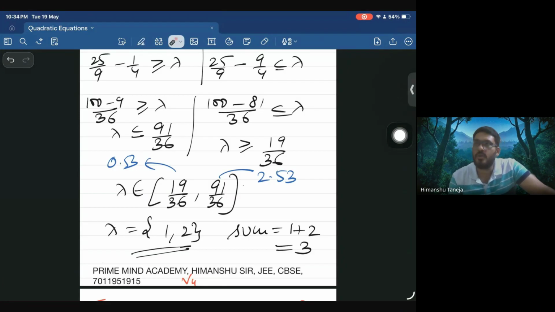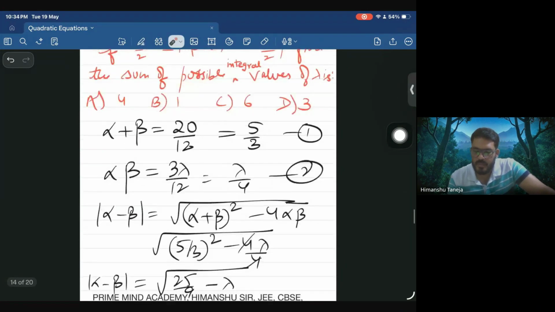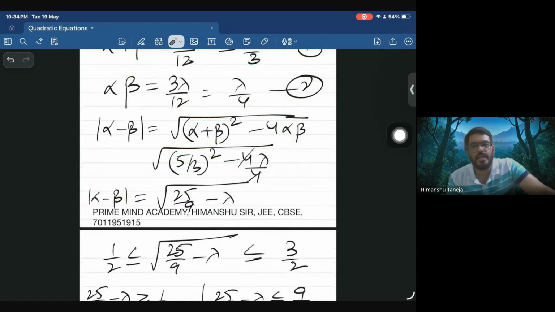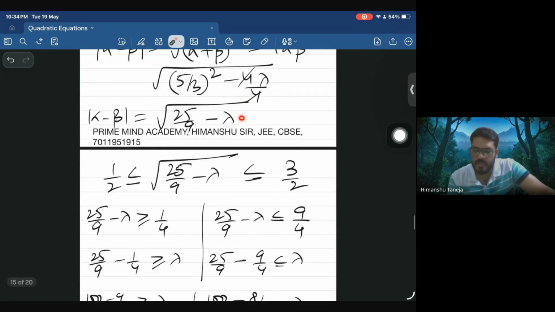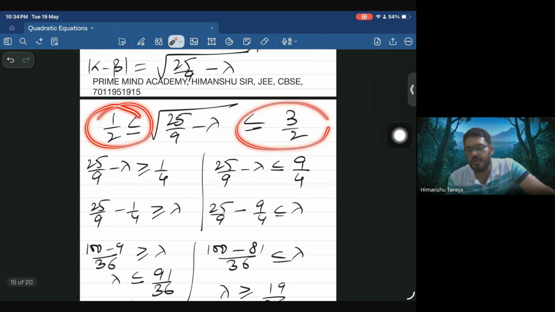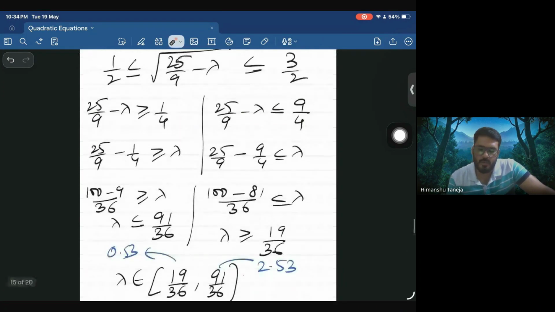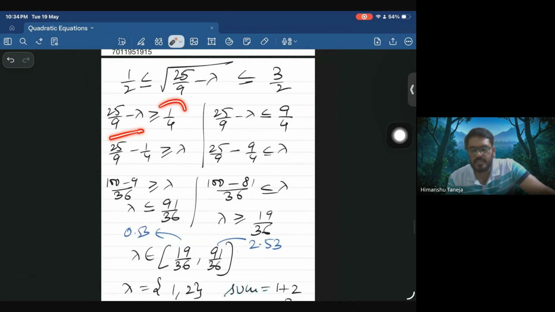So making a quick recall of this situation, alpha plus beta is 5 by 3, alpha beta is lambda by 4, and mod alpha minus beta is under root of (alpha plus beta) whole square minus 4 alpha beta. As per the question, the value lies between 1 by 2 and 3 by 2, so we are solving these two inequalities in two different parts. So 25 by 9 minus lambda is greater than 1 by 4 and 25 by 9 minus lambda is less than 9 by 4. Solving the two parts, lambda is less than 91 by 36 and lambda is greater than 19 over 36.